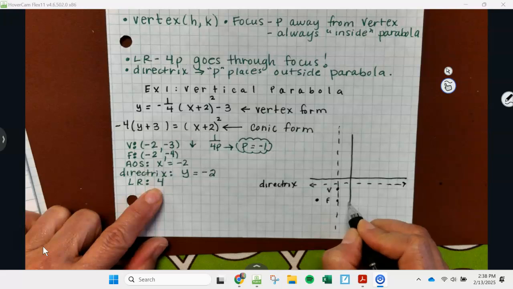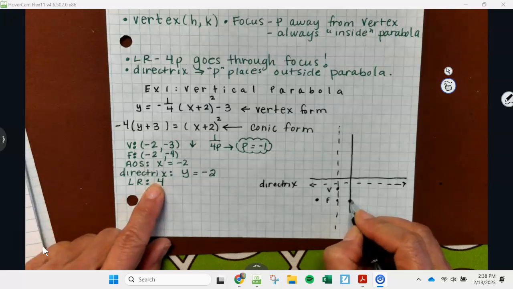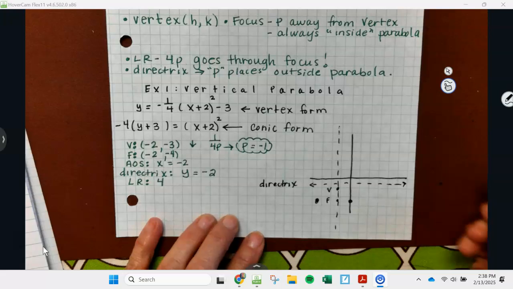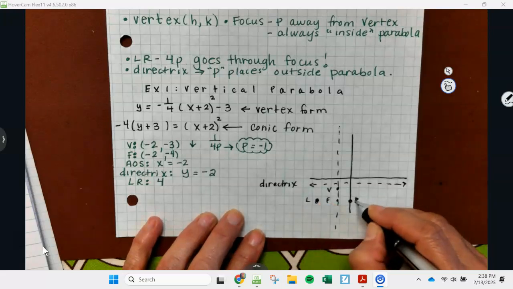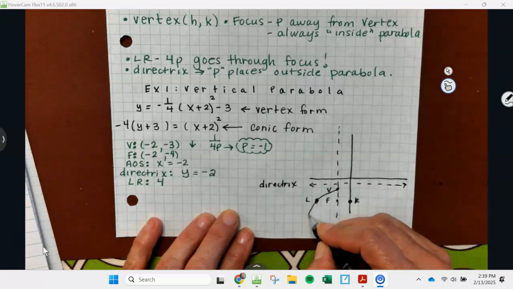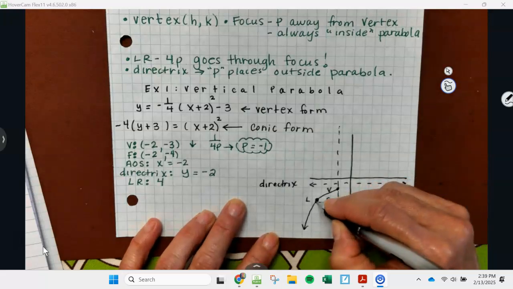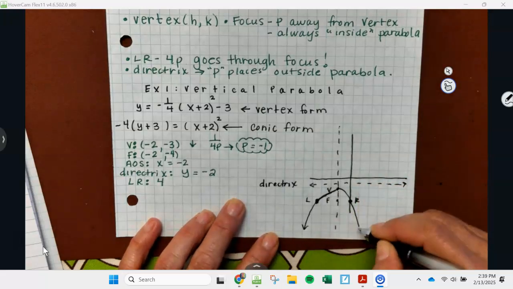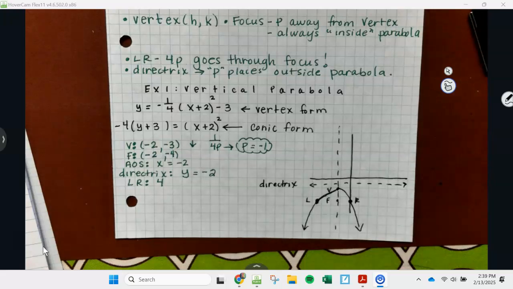Now, the official width, the LR. Remember, the LR is 4 places in total. So that's going to be 2 places to the left, 2 places to the right. And the vertex connects through the official LR. And that's how we're going to graph that.